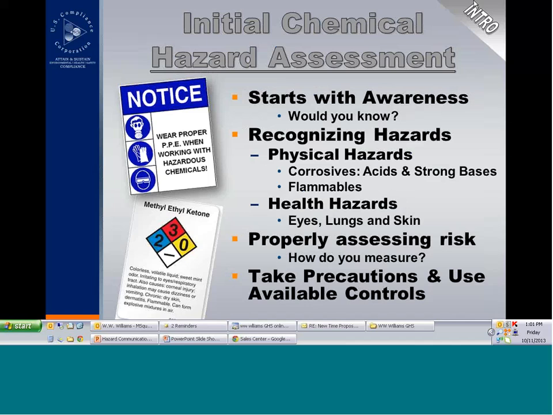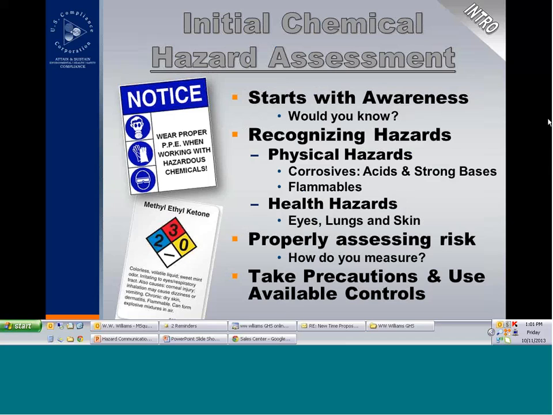So much like non-routine tasks, when we bring a new material, a new chemical into the workplace, we need to go through some of those same processes to ensure that the material or that chemical isn't going to cause harm. So it starts with awareness. What do you know? Methods that we can utilize, again, are labels, shipping papers, material safety data sheets.